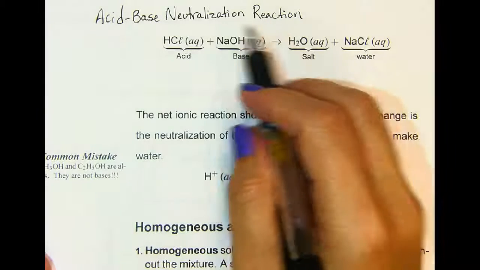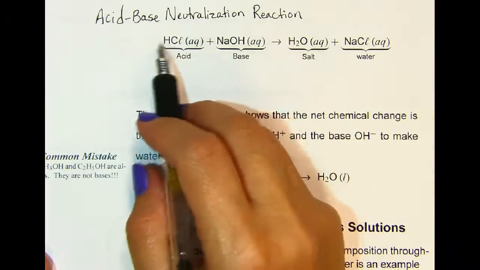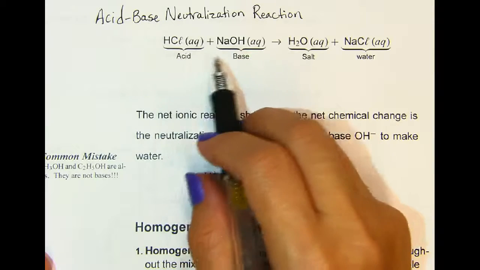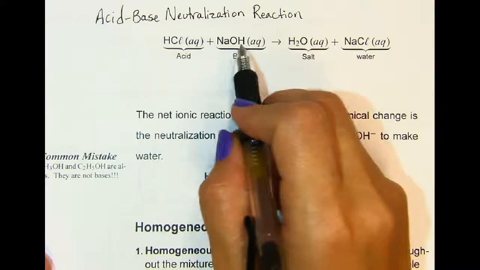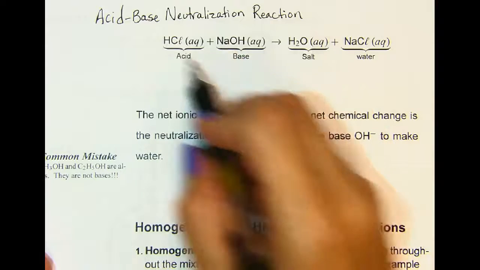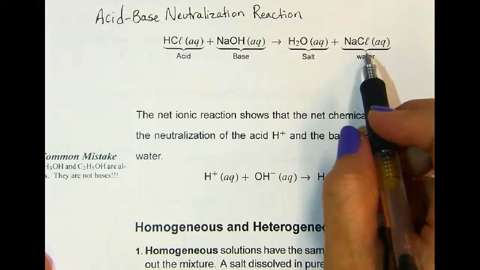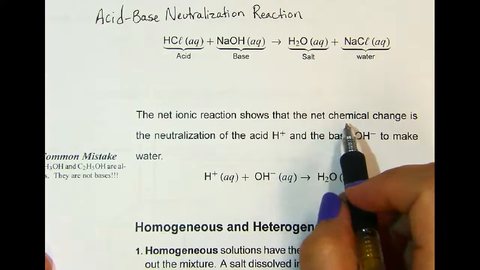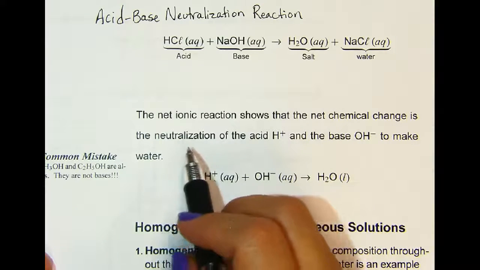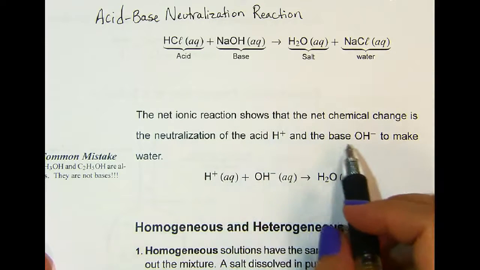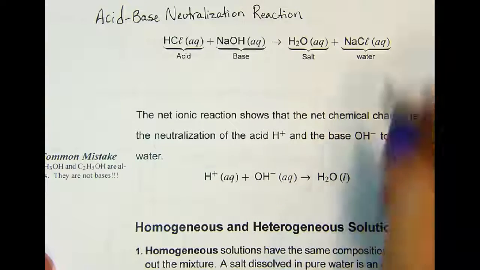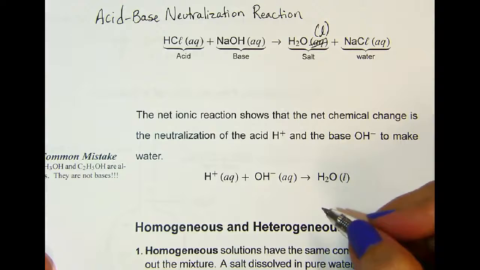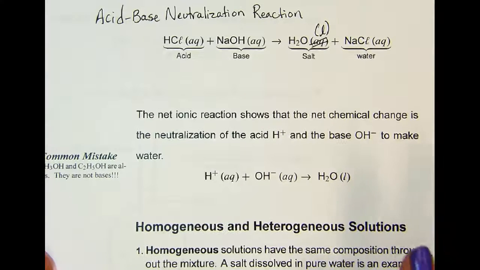In an acid-base neutralization reaction, you have an acid, which starts with hydrogen, and a base, which ends in hydroxide, and it is essentially a double replacement. Hydrogen and hydroxide make water, and sodium and chloride are our salt. If you were to write the net ionic equation for this reaction, the net chemical change is the neutralization of the acid hydrogen and the base hydroxide to make water. And this here actually would be referred to as a liquid, not aqueous, because you can't have water dissolved in water. So it should be a pure liquid.